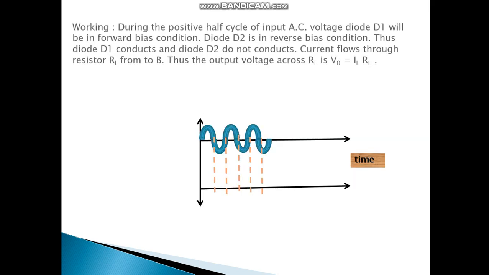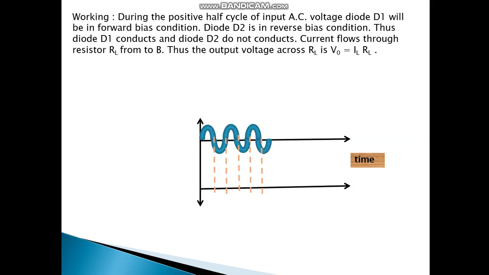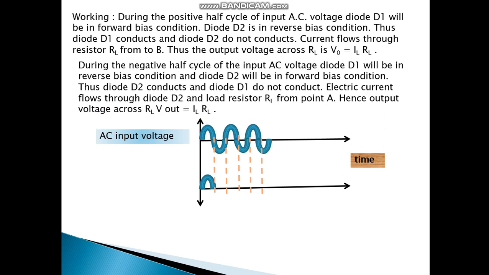So what do we see? During the positive half cycle of the input AC voltage, diode D1 will be in forward bias condition. So you have diode D1 forward bias, so there is output. Then diode D2 is in reverse bias condition, thus diode D1 conducts, D2 does not conduct. Current flows through the resistance RL, thus the output voltage across RL is VO equals IL RL.